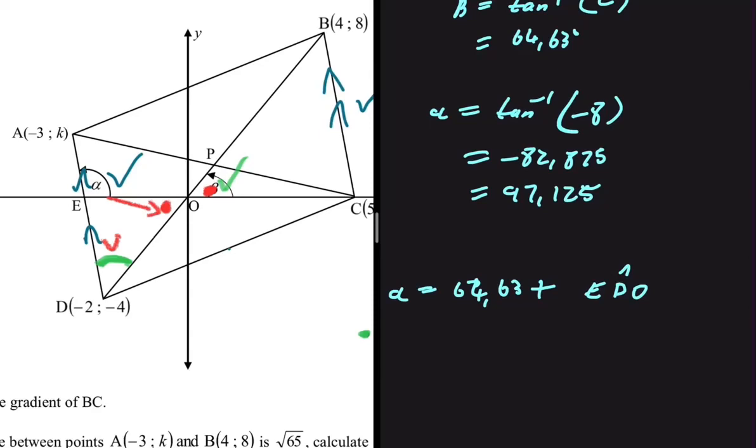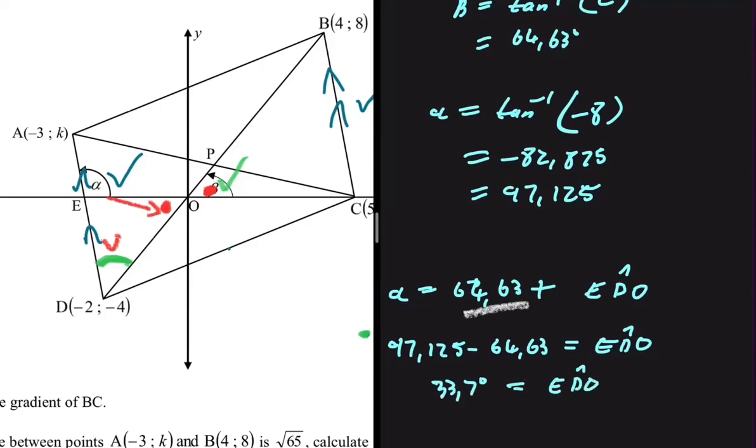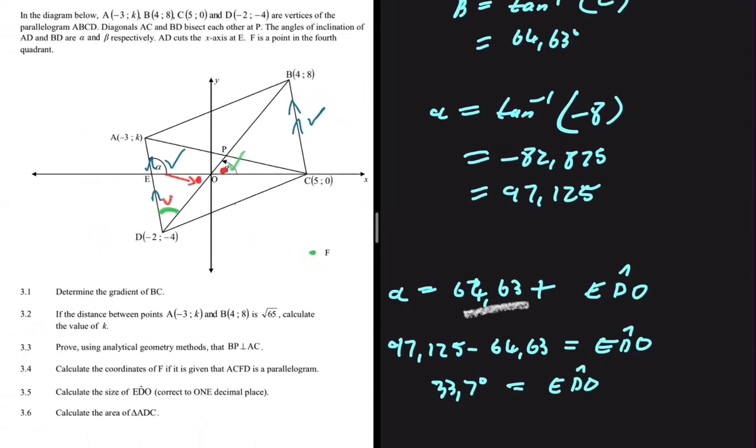So let's take 64.63 to the left hand side. We're gonna get 97.125 minus 64.63 being equal to EDO. If you put that in your calculator, you should get 33.7 being equal to EDO.